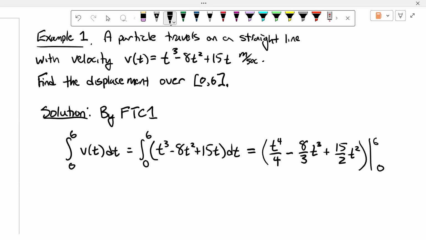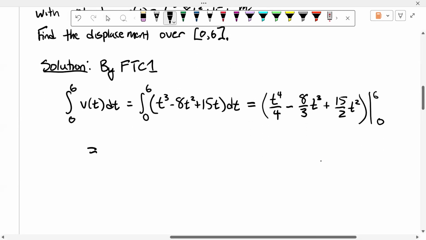Now, as an aside, S of t is this as well, but with a plus c added on. If we wanted to figure out what S of t was exactly, we'd have to figure out what that plus c is. And basically, this method allows you to avoid bothering with that part of the process. So it can be kind of convenient for that reason.